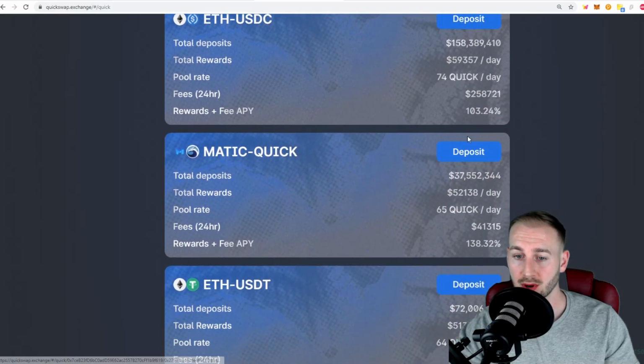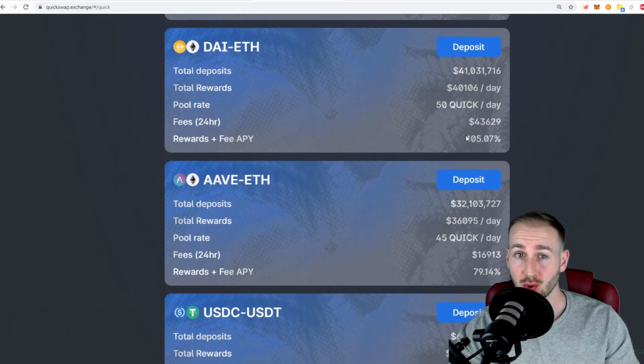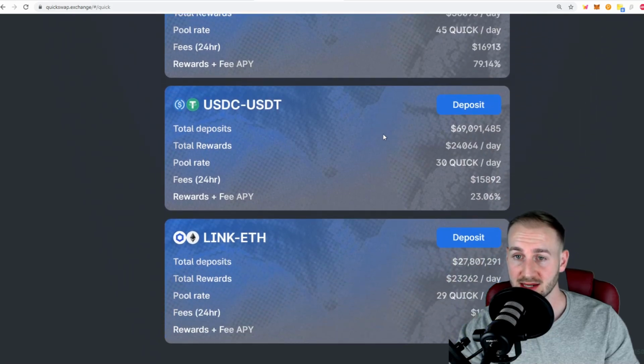But the one that I want to pull out here is the USDC to USDT pool. As you're providing liquidity for two stablecoins, you're not going to be hit with impermanent loss. So again, if you are a newbie to this and you want to just get a flavor of yield farming, I would highly suggest doing so with stablecoins so you don't lose out. You can also see that there are Quick rewards for this pool at 30 Quick per day, shared between the total deposits of around $69 million.